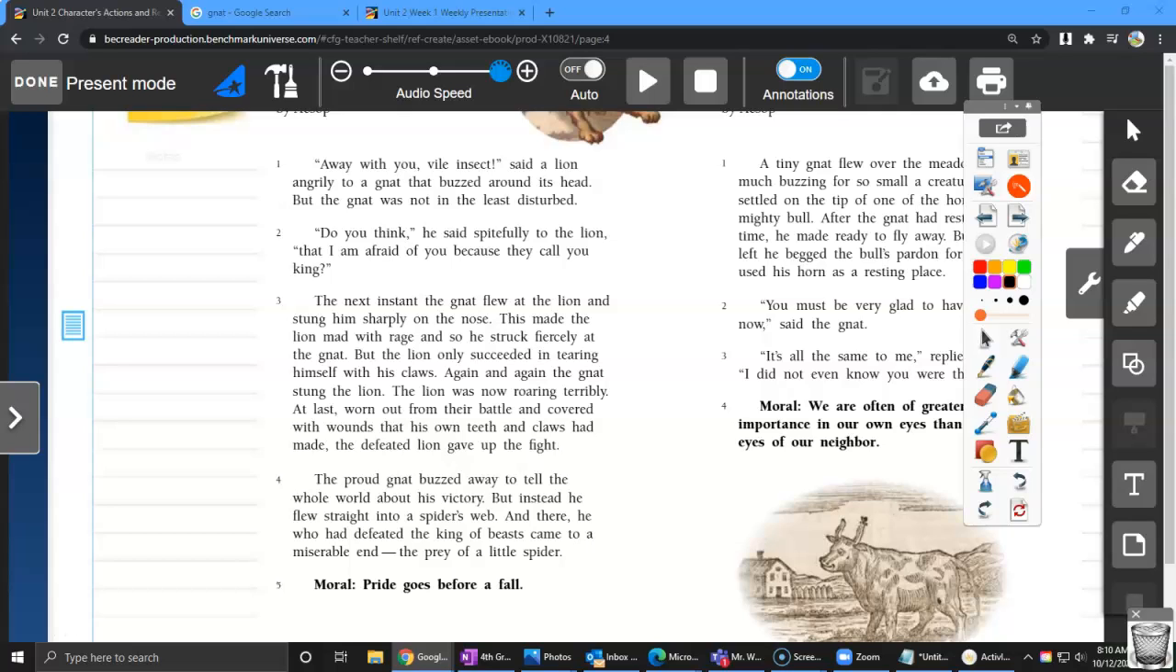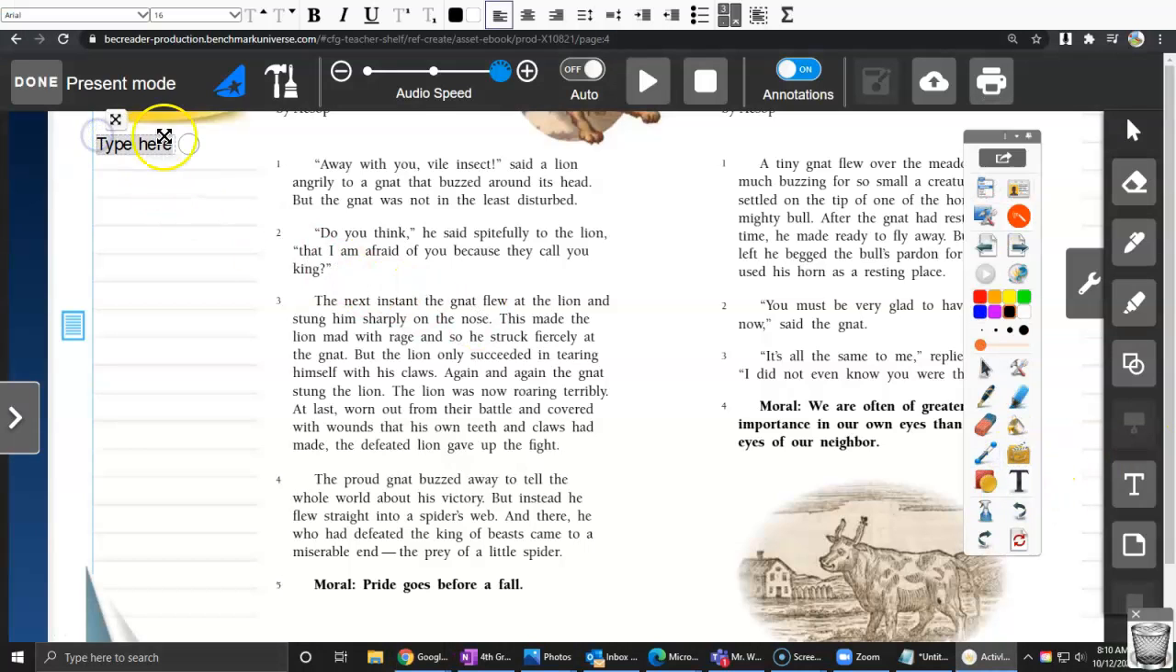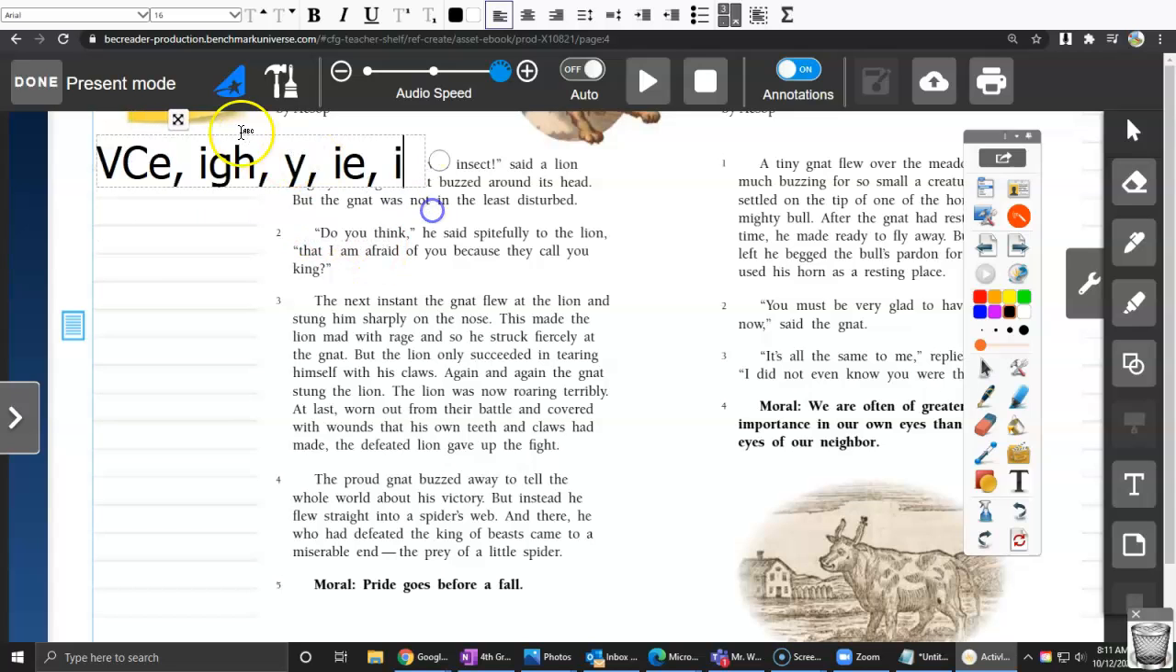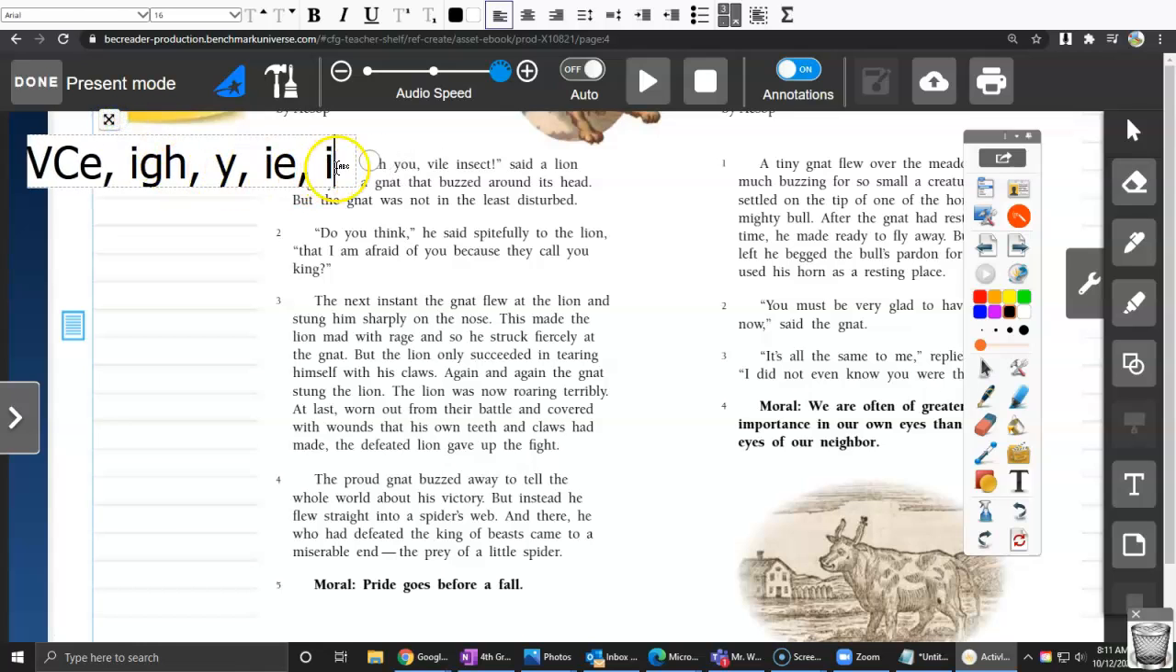Alright guys, this week we're going to be working on long I and short I, and we're going to be using these patterns that we're going to talk about briefly with us. We're going to be using what's called the vowel consonant vowel, an IGH sound, a Y sound, an IE, and an I. All of these make what's known as the long I sound. So we're going to be reading these, and while we read them, I want you to notice, does it make that sound or does it not?